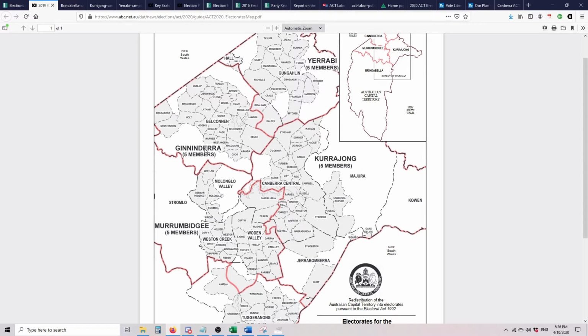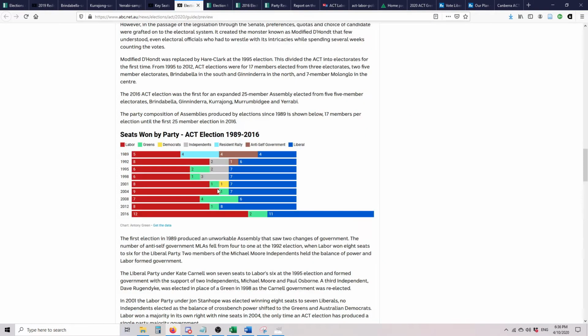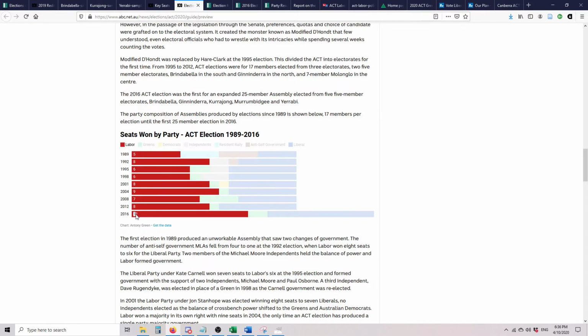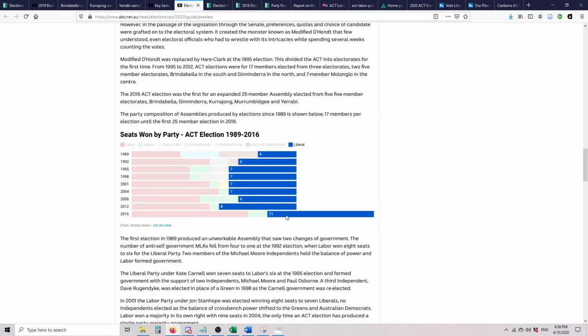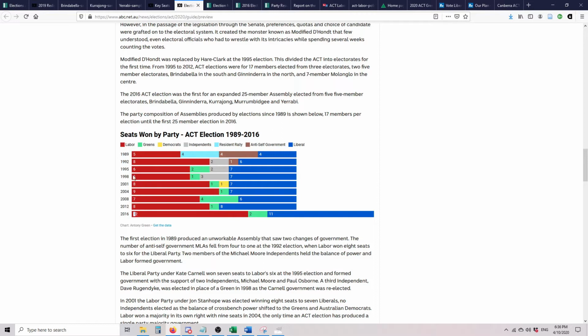So currently the way the election has gone in 2016 and the way the parliament looks at the moment is we've got those 25 seats, 12 of them are Labor, 2 of them are the Greens, and 11 of them are Liberal. You can see this is all the elections to 2016. As you can see, there's more politicians in the ACT than there previously was before 2016. We used to have 17 candidates and now we have 25.